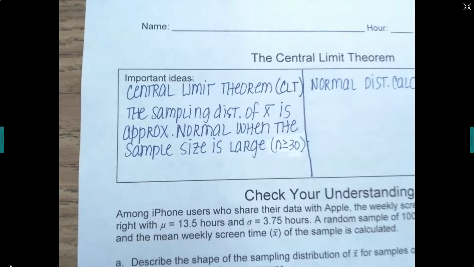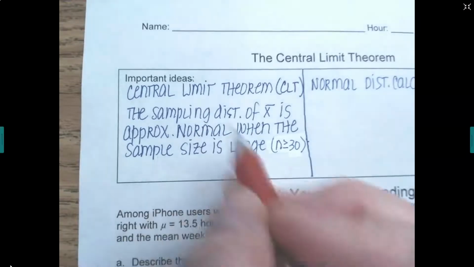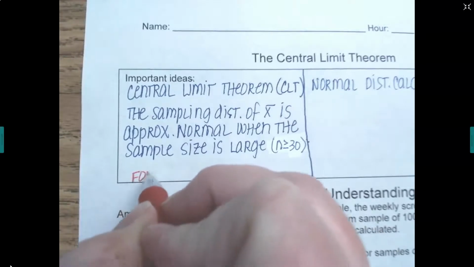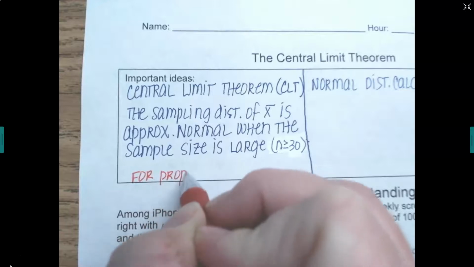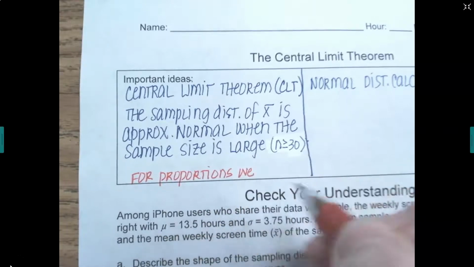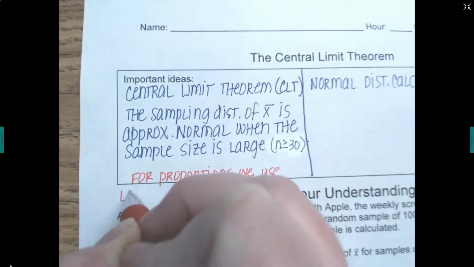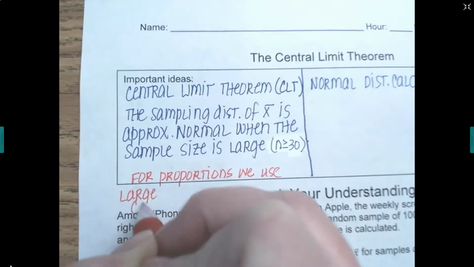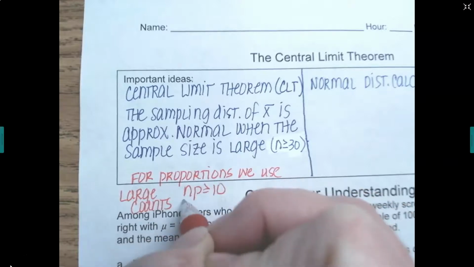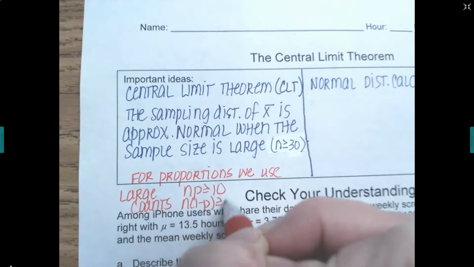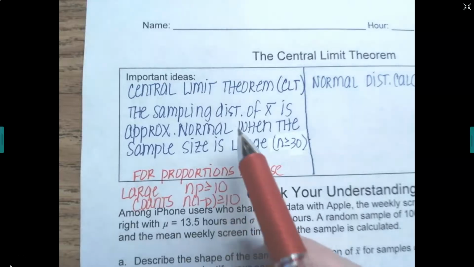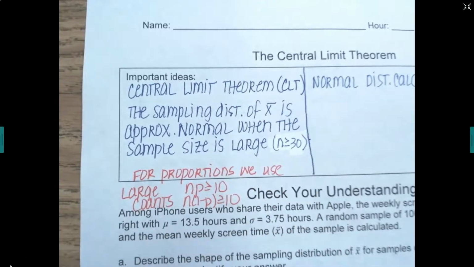Now this is only for sample means. When we talked about approximately normal for proportions, that was our large counts. So we have to remember the difference when talking about normal. For proportions we use large counts, which was n times p has to be greater than or equal to 10, and n times 1 minus p also has to be greater than or equal to 10. That would tell you approximately normal for proportions. For means, it's going to be the central limit theorem.